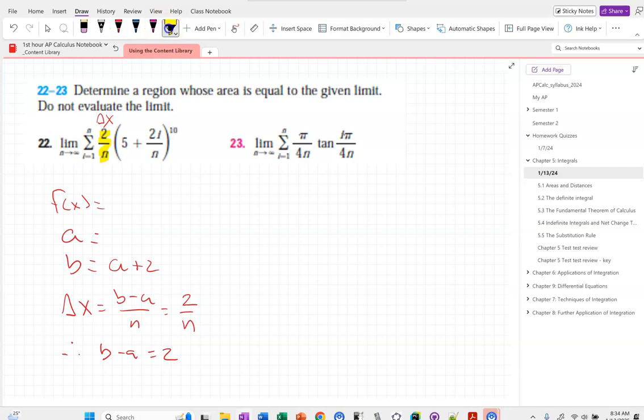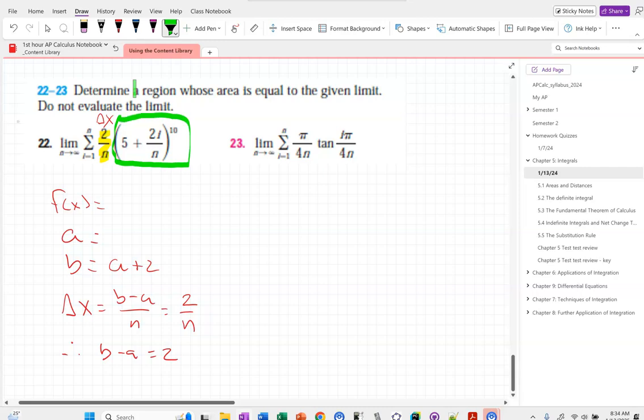The next piece I'm going to do is figure out my f of x. So that's going to be looking at all the parts that have an i involved with them. So this stuff is going to be like my xi in there. So this is just going to be like xi to the 10th or something. Everybody okay there?